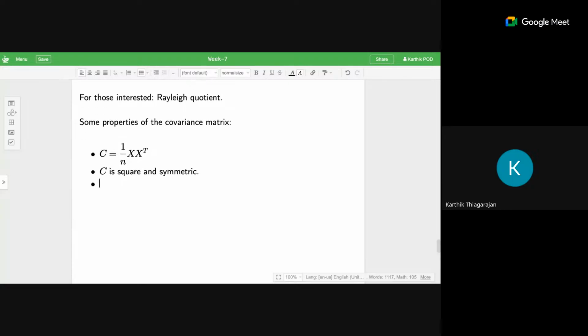Does the mean being 0 make it symmetric? No, it is not that. Being symmetric has nothing to do with the mean being 0. It is symmetric because if you do C transpose, it is just 1 by n (X X transpose) the whole transpose, and you will end up getting C again, X X transpose. Right? So what other property does C have?